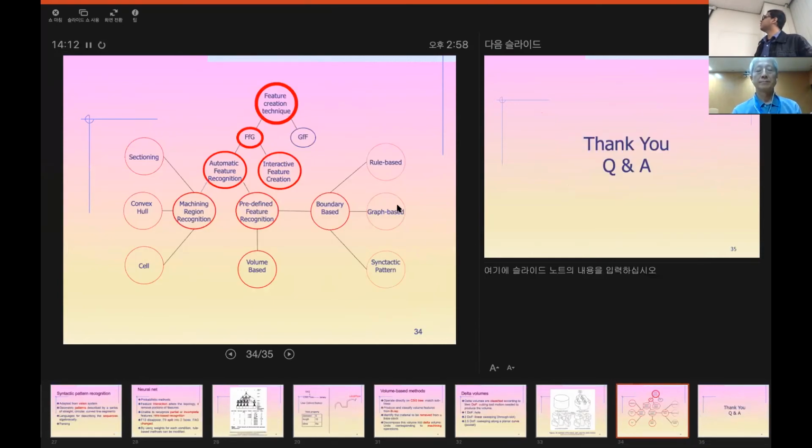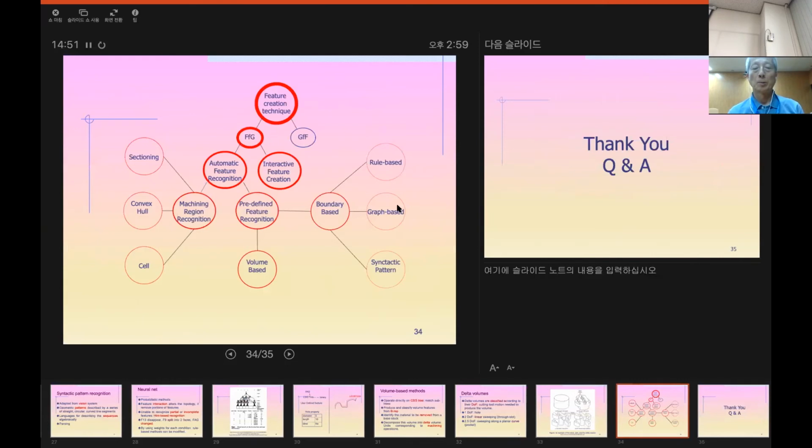So to summarize, this is a graph of what we've done. Feature creation has 2 parts, which is GFF, which Professor will cover, and FFG, which can be further divided into 2 parts, which is automatic feature recognition and interactive feature creation. Interactive feature creation involves the user assigning features manually to an image of the geometric model. And automatic feature recognition has the computer program automatically identify features either by machining region recognition or by comparing to predefined features in a library.